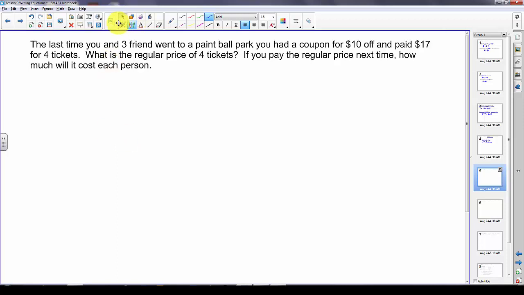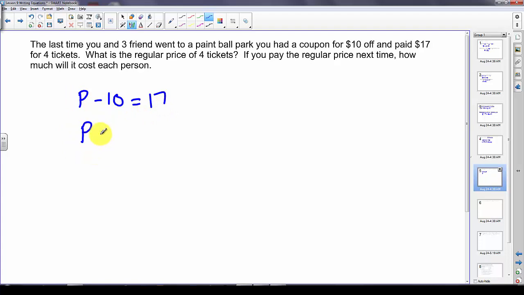Start here. We know that we got $10 off and paid $17. So if I got $10 off, and here's the price, we say that the price minus 10 was equal to 17. Now I know that what number minus 10 is equal to 17? Price must have been 27. This is a little intuitive. So I know it costs $27 for 4 people, and that's the regular rate.